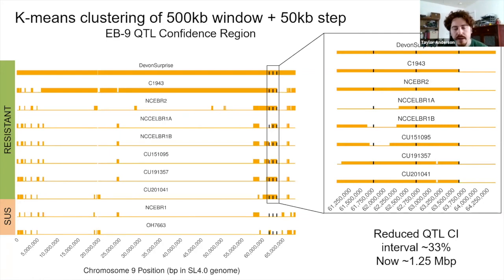And what's really cool about a plot like this is you can actually watch the haplotype from Devon Surprise decay over time with phenotypic selection, going from a large introgression in Campbell's 1943 to a relatively small one in the North Carolina tomatoes. And here on the right, we've zoomed into a 95% confidence interval for the EB9 locus. The black ticks denote the confidence interval boundaries and the most predictive SNP marker at the center. We can clearly see that the smallest contiguous Devon Surprise haplotype was present in the sample NCCELBR1A. And this gives us a new resistance haplotype size that's about 33% smaller than before, or about 1.2 megabase pairs.